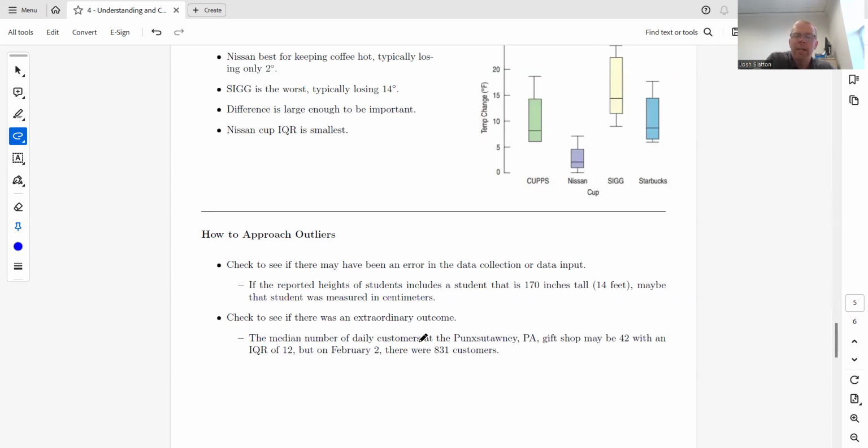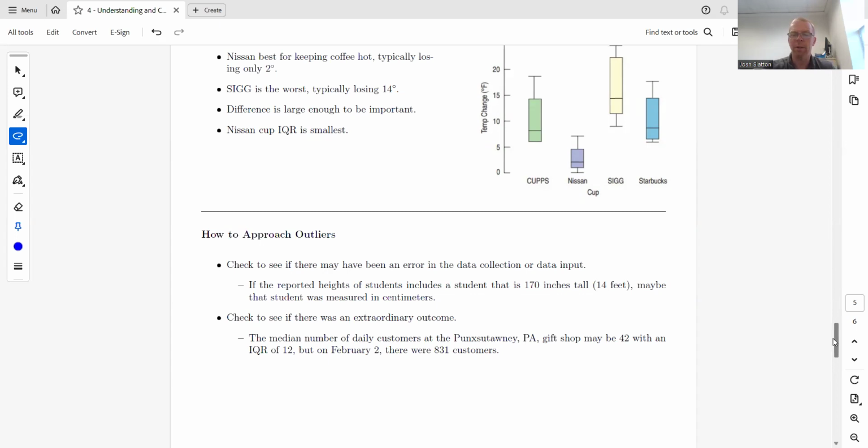Check to see if there is an extraordinary outcome. The median number of daily customers at the Punxsutawney, Pennsylvania gift shop may be 42 with an IQR of 12, but on February 2nd, there were 831 customers. So that was just an extraordinarily busy day. That would be a true outlier. But if you're looking at an average day, you might want to exclude that point because that's extremely out of the ordinary.